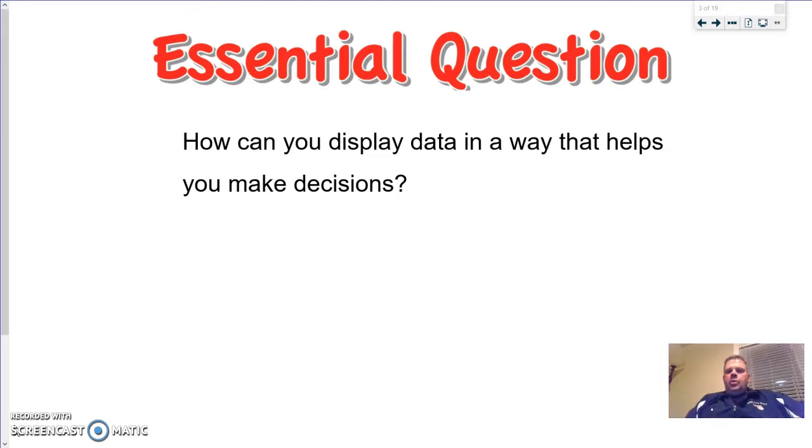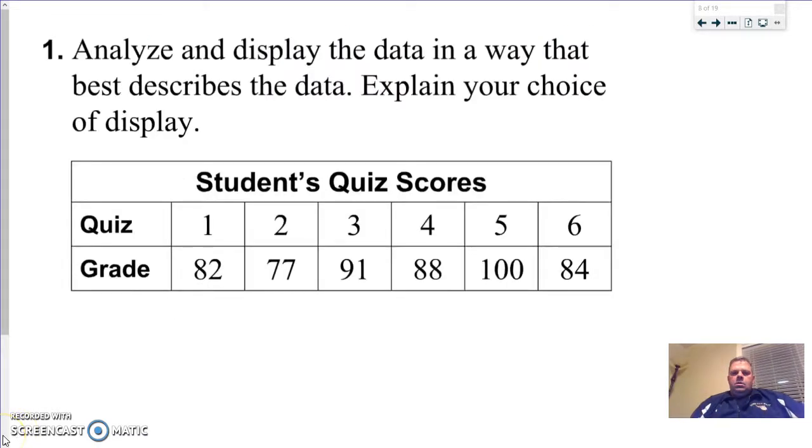Yesterday we started with our essential question of how can you display data in ways that help you make decisions. We talked about a lot of different types of displays, and you were able to hopefully use some of those in your packet yesterday to come up with a display of the data that we were listing. This is one of our examples for today: analyze and display the data in a way that best describes it. Explain your choice. So we have student quiz scores. You can see we have 6 quizzes and there are their scores.